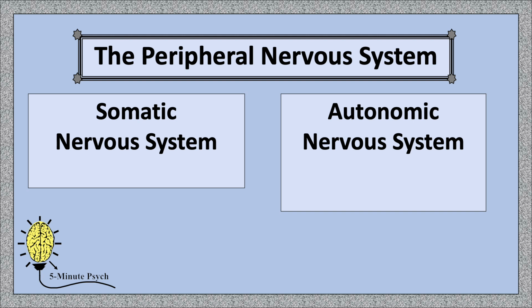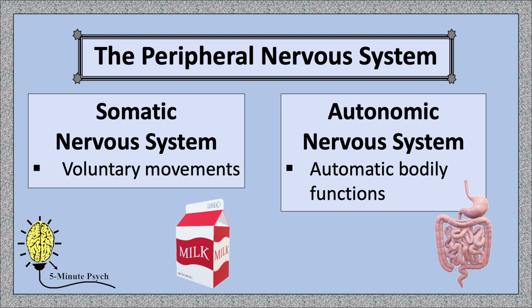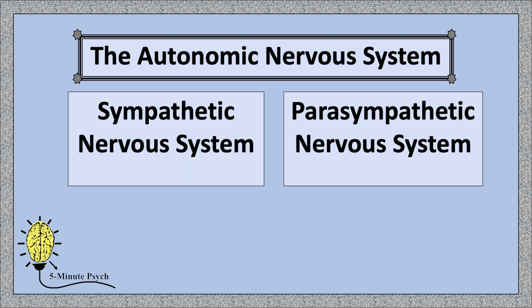The somatic nervous system consists of all of our voluntary movements, like getting a glass of milk from the fridge. The autonomic nervous system takes care of all of those involuntary aspects of our body that happen automatically, like digesting that glass of milk. The autonomic nervous system also has two subdivisions, the sympathetic and parasympathetic nervous systems.